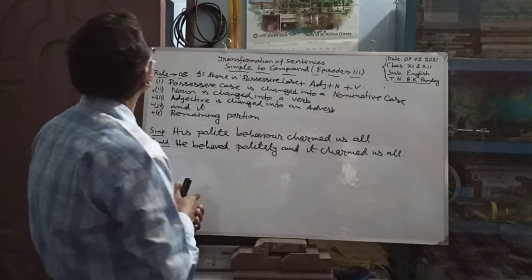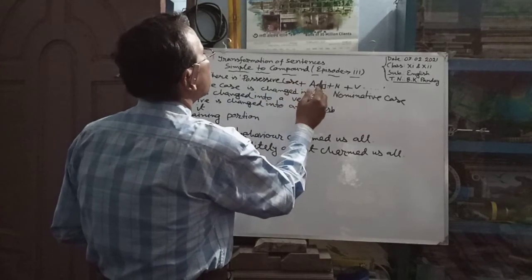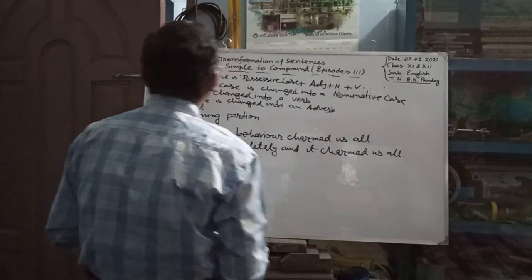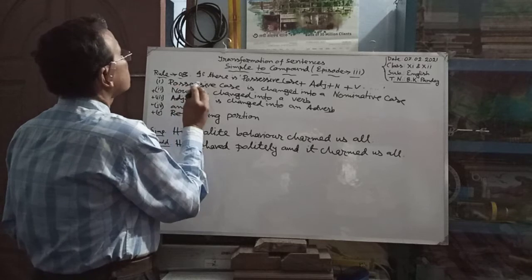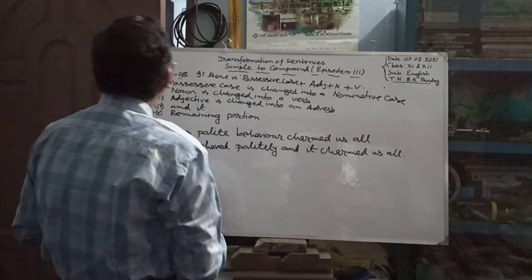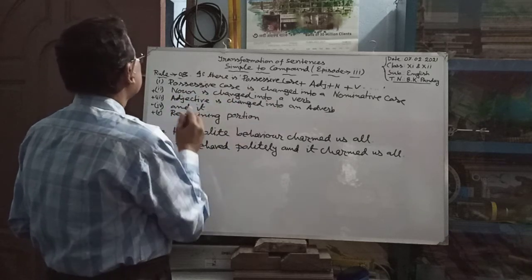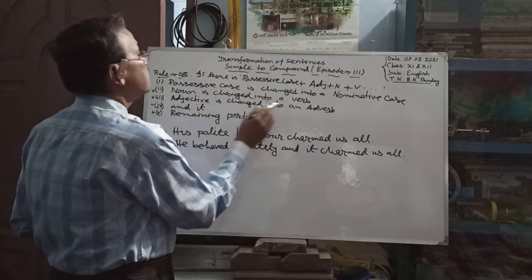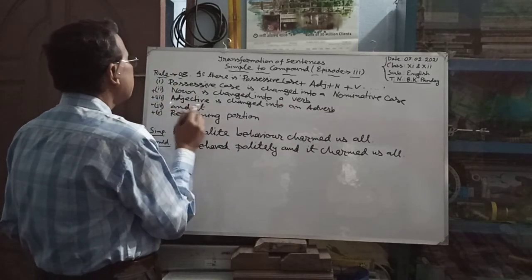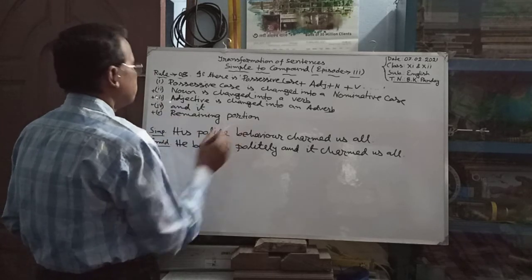Rule 8. If there is a possessive case, then adjective, then noun plus verb and other. Then the possessive case is changed into a nominative case. Then the noun is changed into a verb. The adjective is changed into an adverb. Then "and it". And last of all, the remaining portion.